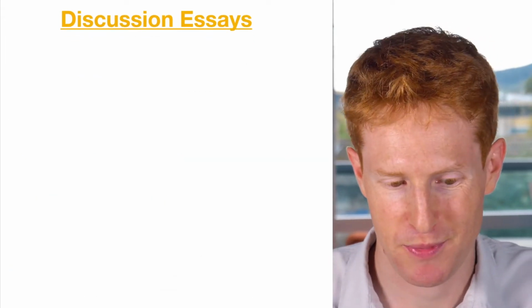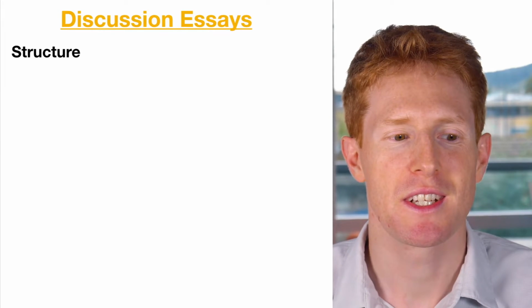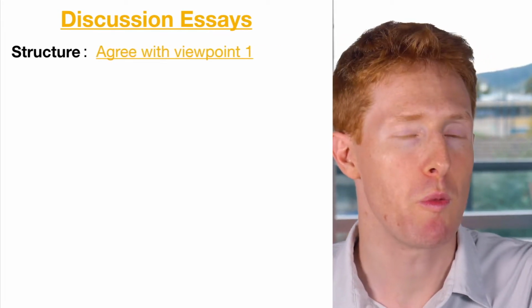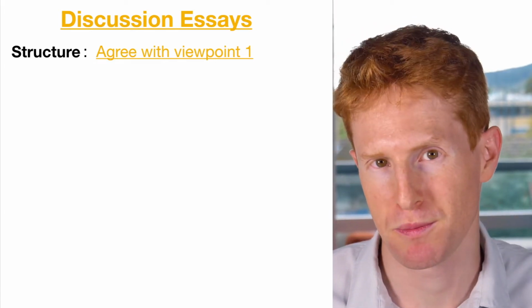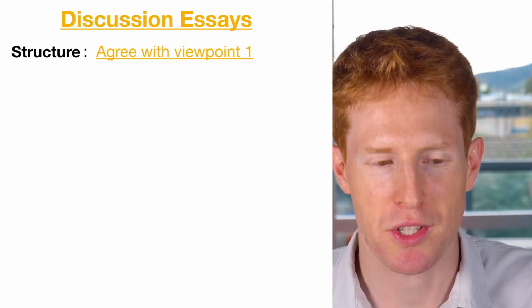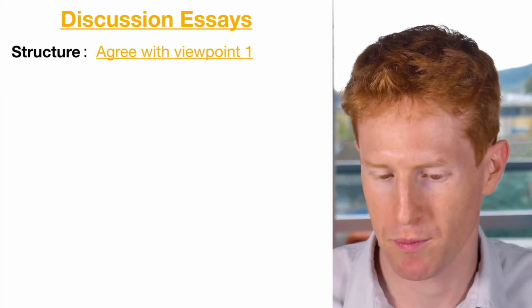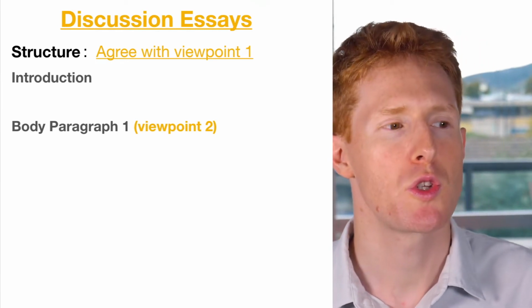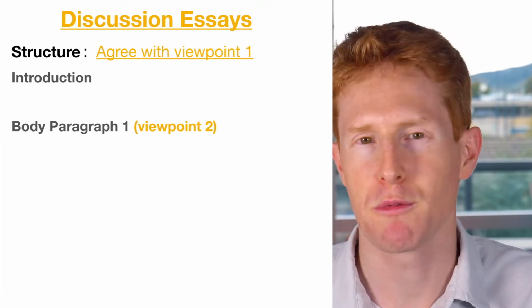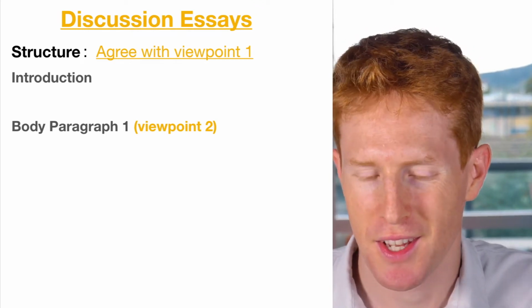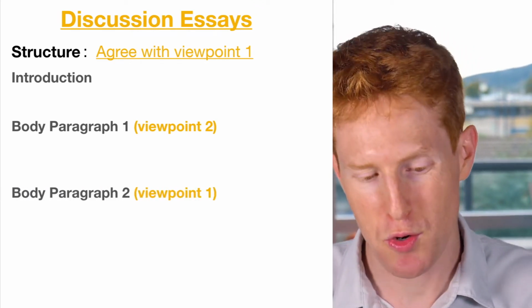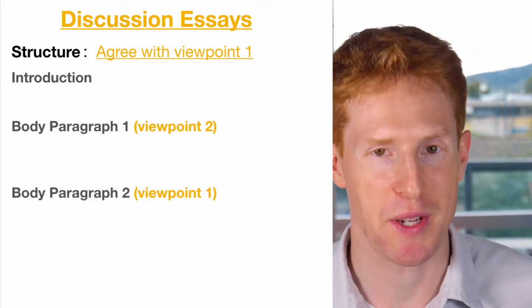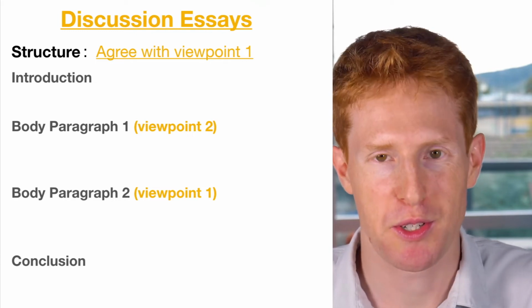Okay, I'm going to show you a structure that we can use when it comes to writing one of these essays. We're going to use the simplest structure, which is simply to agree with either viewpoint one or viewpoint two. So imagine in this question, we want to agree with viewpoint one. We're going to have our introduction, then in body paragraph one, we're going to talk about viewpoint two, so the viewpoint that we don't agree with. Then in body paragraph two, we're going to talk about viewpoint one, which is the viewpoint that we do agree with, and then we're going to have the conclusion.